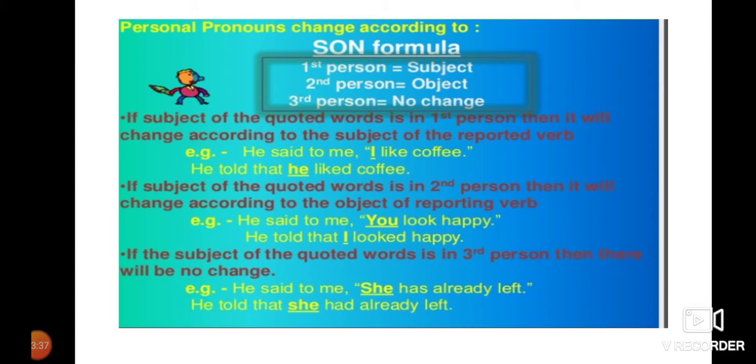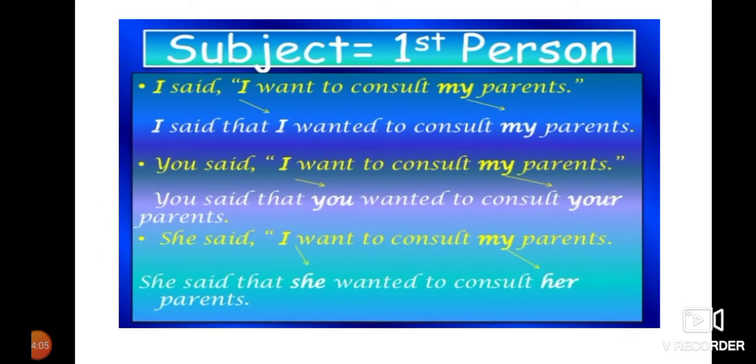If the subject of the quoted verb is in second person, like here, he said to me, you look happy. He told me that I looked happy. So here we have changed according to the object of the reporting verb. According to me, we have changed it into I. If the subject of the quoted word is in third person, he said to me, she has already left. He told me that she had already left. So there will be no change.